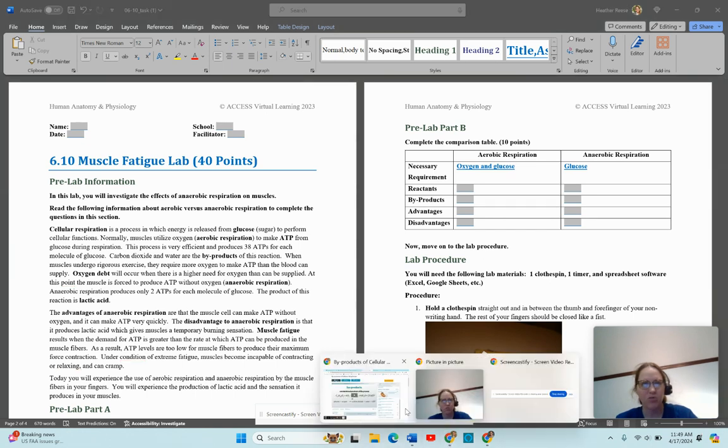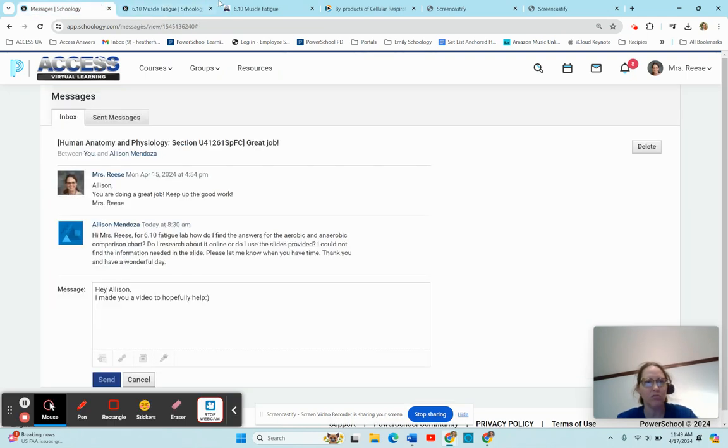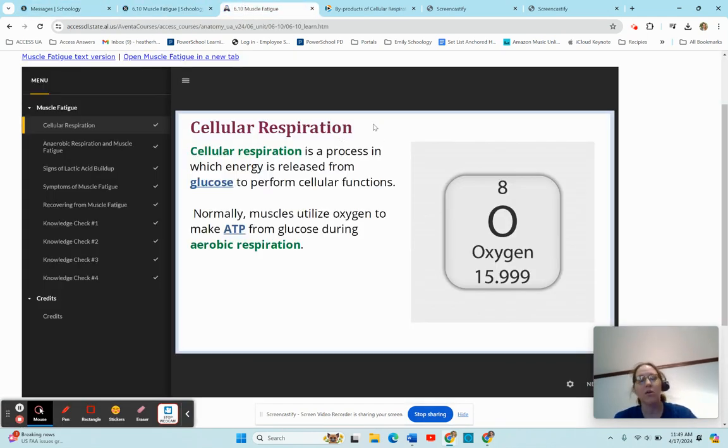So let's go back just really quickly to what cellular respiration is. Cellular respiration is your body, or specifically your tiny cells, breaking down what you eat and turning it into energy. So you go to McDonald's and you eat a cheeseburger. How does your body turn that into energy? That is cellular respiration. It's a process in which energy is released from glucose to perform cellular functions. Yes, that is true, but that's just the way that I like to remember it because I think it's easier for you to understand.